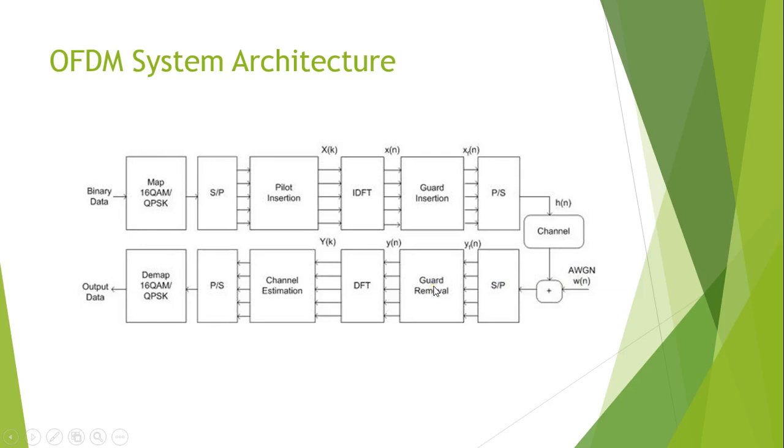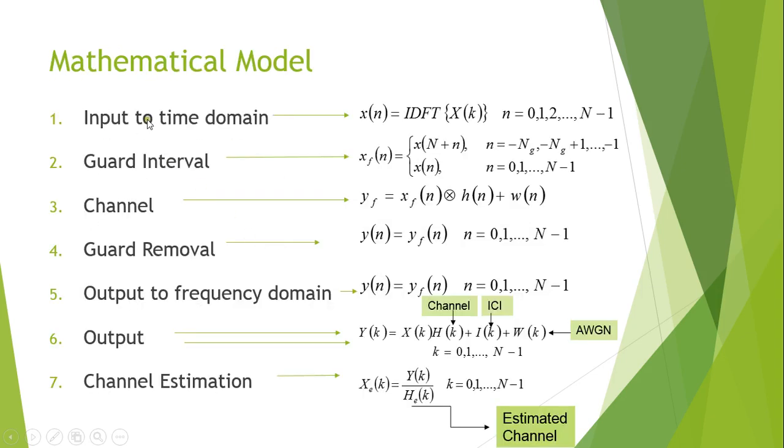Then the cyclic prefix is removed, and the frequency domain signal is converted into a time domain signal. Here, at the discrete Fourier transform, the time domain signal is again converted into a frequency domain signal. And here, with the pilot insertion, we get those pilots and then estimate the channel. Then it passes through the parallel to serial block, and demapping and demodulation are done, and the output data is estimated.